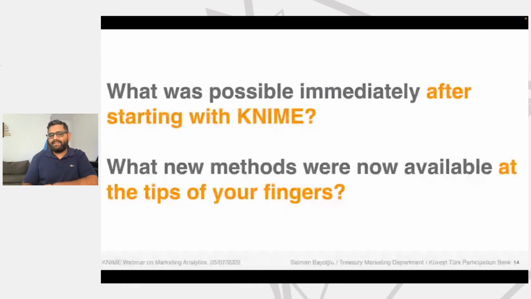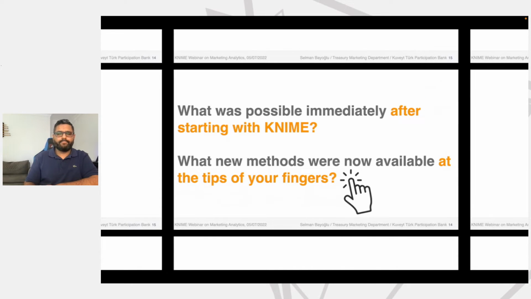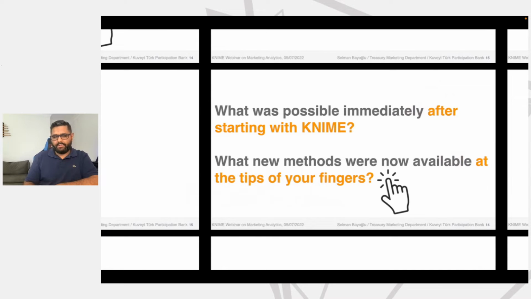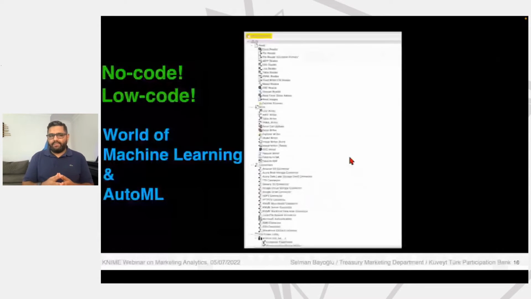Another question. What was possible immediately after starting with Knime? And what new methods were now available at the tips of your fingers? Let me mention several points on this question. We got with Knime a no-code platform, and there are some projects where you may need to write very specific functions, so you will write some code, so it is low code. And it's a world of machine learning and also AutoML, as you have just seen in my previous slides.